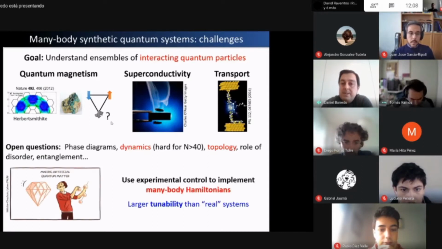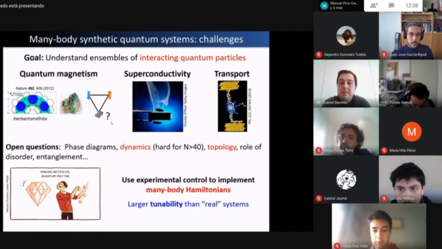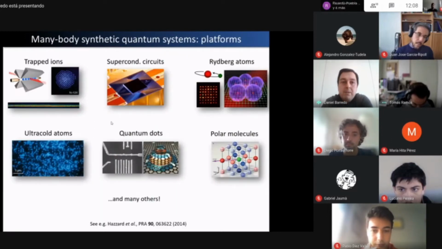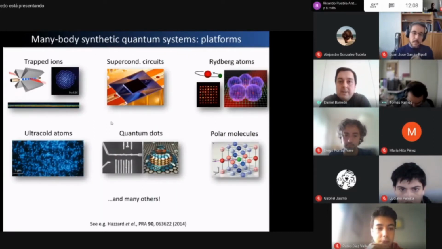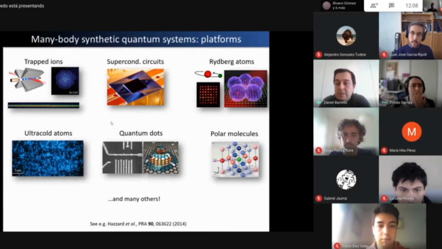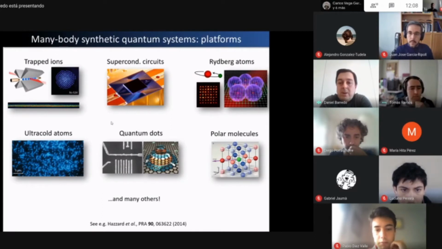And for these reasons, in the last few years, there has been really an explosion in the number of groups trying to map these problems into some other more controllable systems. And for that, there are many platforms around. For example, there are trapped ions, superconducting qubits, Rydberg atoms, as I will show you today, ultra-cold atoms, quantum dots, and polar molecules. All of them provide really unique opportunities.